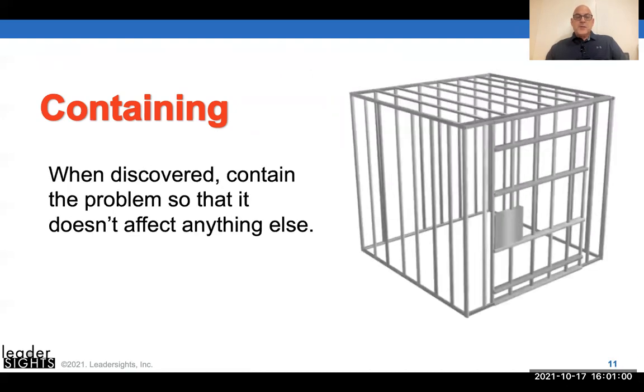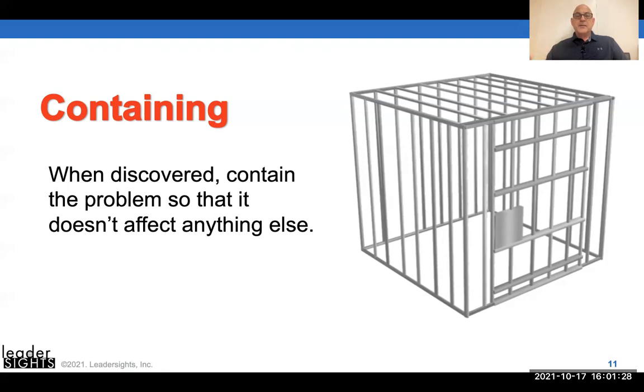So containing means when we discover a problem, we want to make sure that it doesn't affect anything else. So we want to lock it down, put it in a cage, make sure that it doesn't affect anybody else. Containment is a huge issue in automotive because if they find a defect, they run such large batches that it usually means lots and lots of parts have this defect. So that's the purpose of containing it, so we don't let any bad parts escape to a customer.